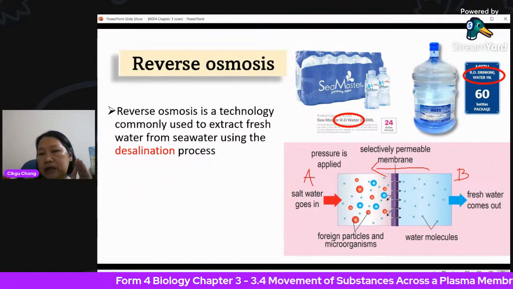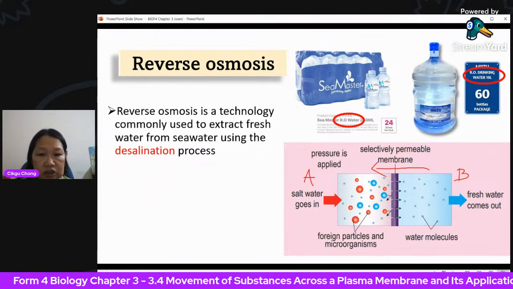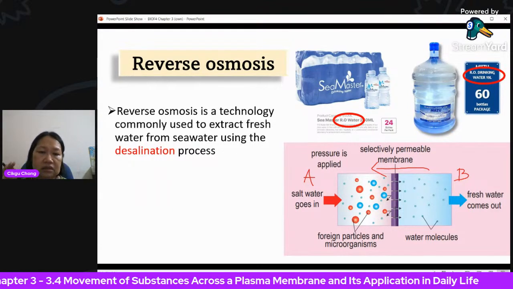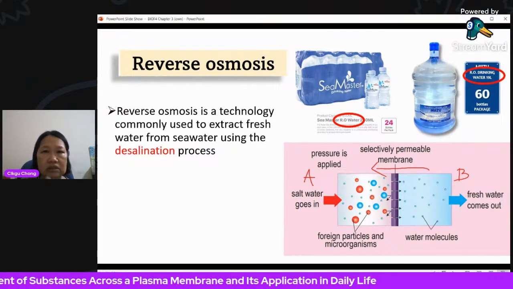Now at the same time, A will try to go to B, which is the salt, the foreign particles, the microorganisms, the sand, the silt, the mud, and all that.